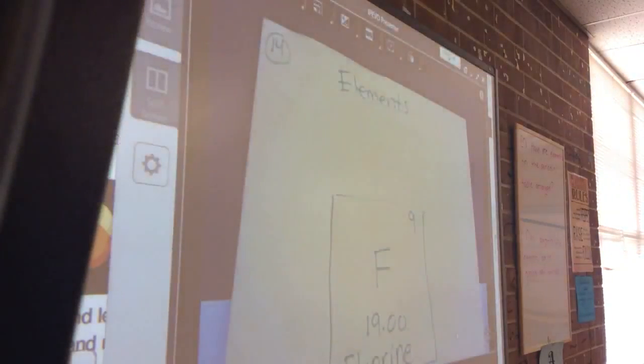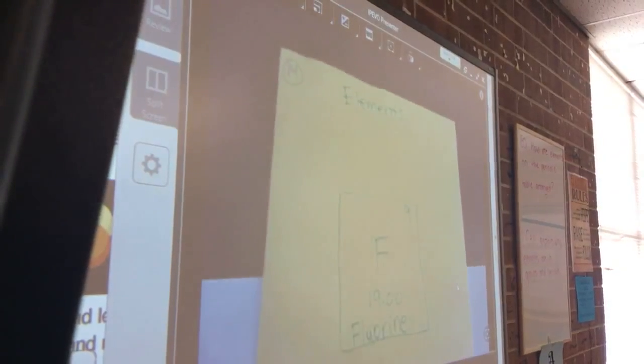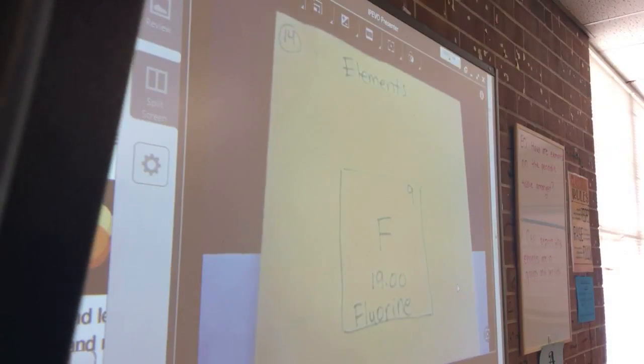Remember, if for some reason you do not have your notebook today, which is a no-no, you're supposed to have it every day, you better get a piece of paper to write this down and add it in later. This goes on page 14. I should see notebooks out.